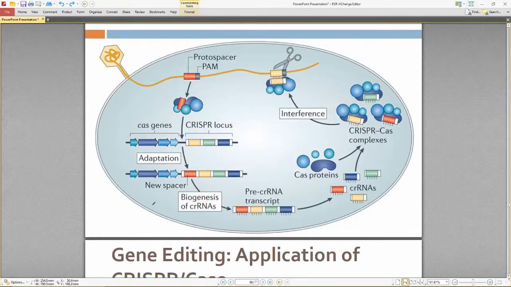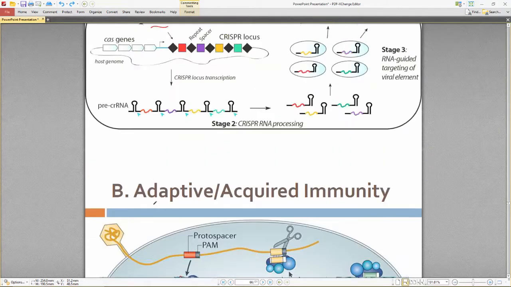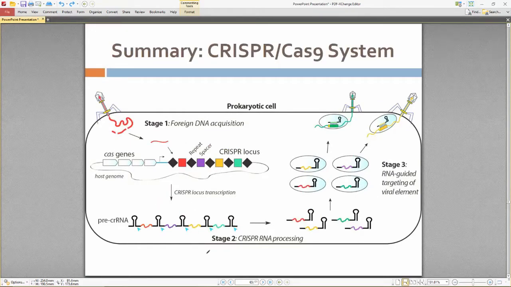Wait, what's the point of the hairpin loop then? So my best guess would be that the hairpin loops exist to allow the Cas complex to know when to cut. That would be my best guess. That's a good question. Maybe ask Miss Law, or I can try to look it up and give you an answer. But that would be my best guess.